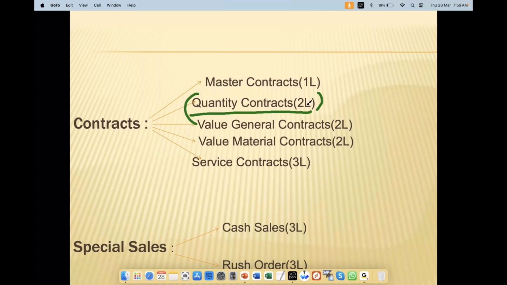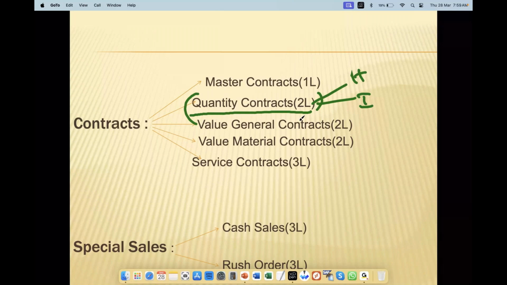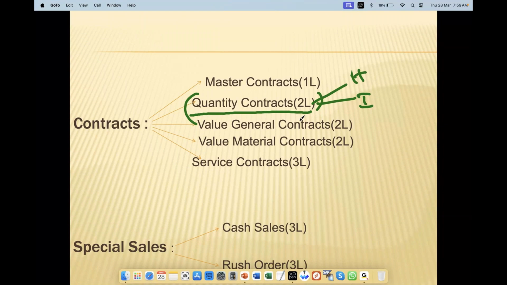So it is header level and item level only, no schedule lines. Because at the time when you are signing the contract for 100 products, for example, how can the system show that 100 products are available on that day itself? Practically not possible, right? So remember this logic, everybody.